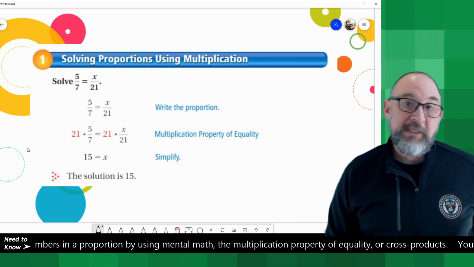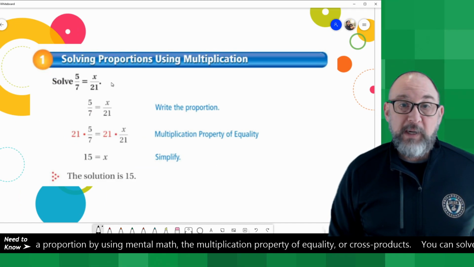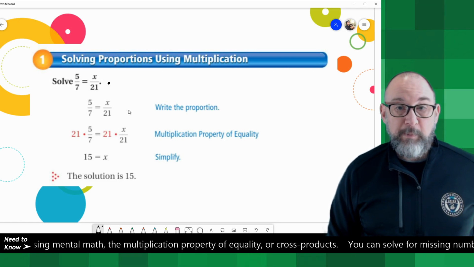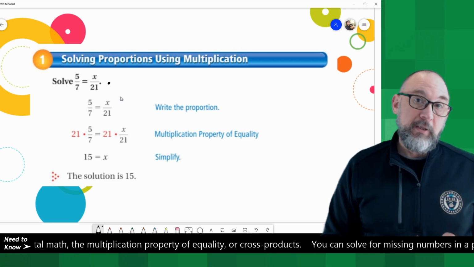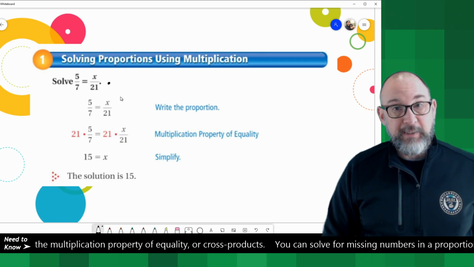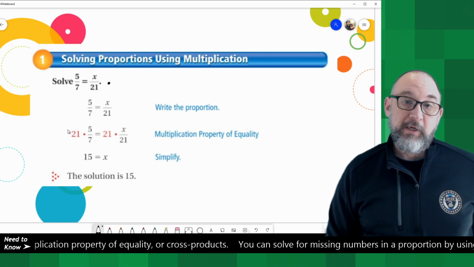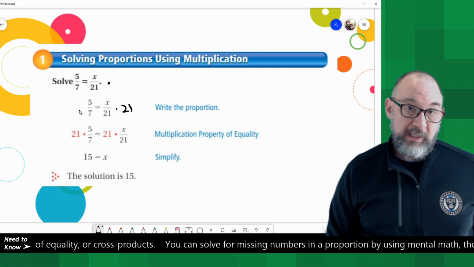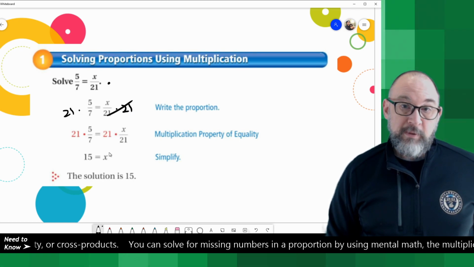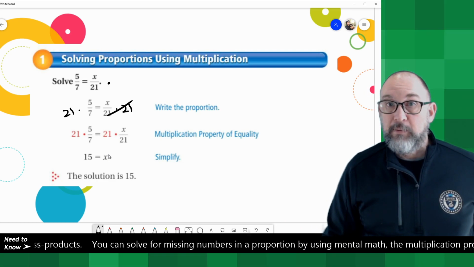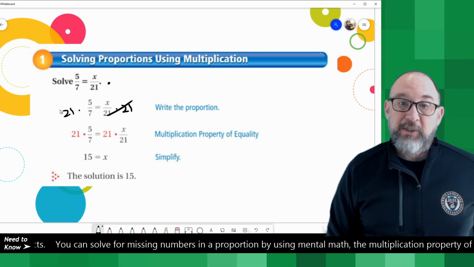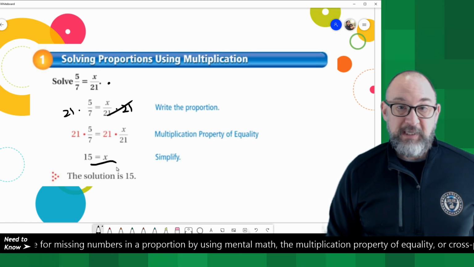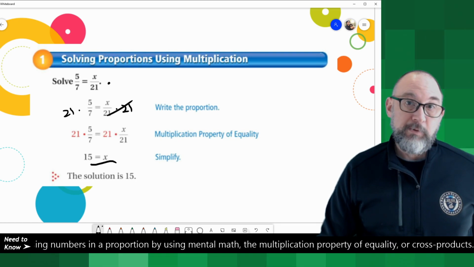So let's talk about how those concepts apply to using a proportion. So here's my proportion: 5 is to 7 as x is to 21. So you write the proportion, and our goal is again to isolate that variable. I want to know the value of x. If I multiply both sides of the equation by the denominator of x, by 21, what's going to happen is the 21 under the x is going to cancel out. So that's going to leave me with x. And then I just have to multiply 21 times 5 over 7, which is 15. So the solution is x equals 15.